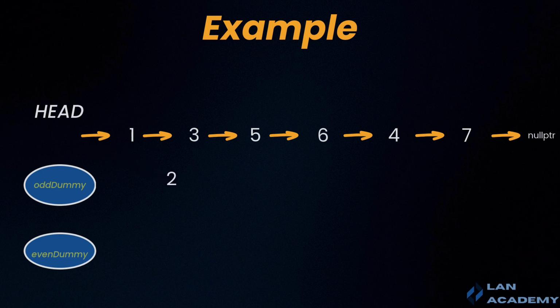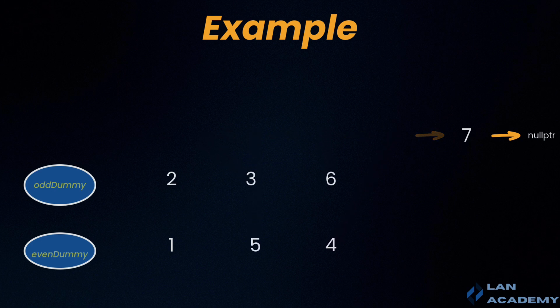Then, we start traversing the list with the current pointer. For the node with value 2, index 1, append it to the odd list. And for the node with value 1, index 2, append it to the even list. Continue this process for all the nodes. After the traversal, the odd list contains 2, 3, 6, 7, and the even list contains 1, 5, 4. Link the last node of the odd list to the first node of the even list, and then return the head of the reordered list by skipping the dummy node of the odd list.